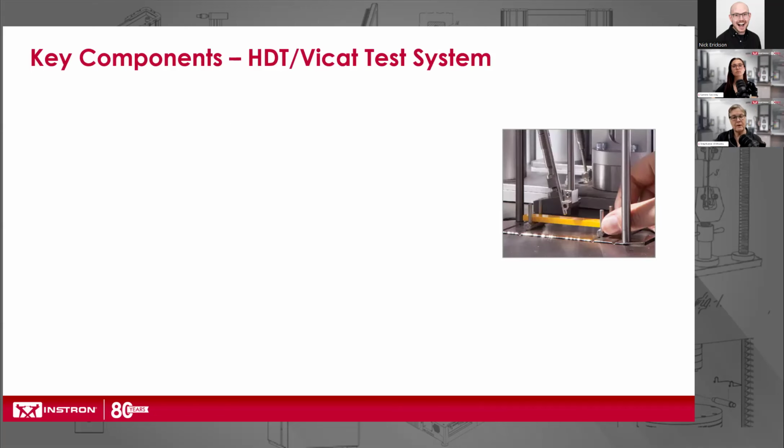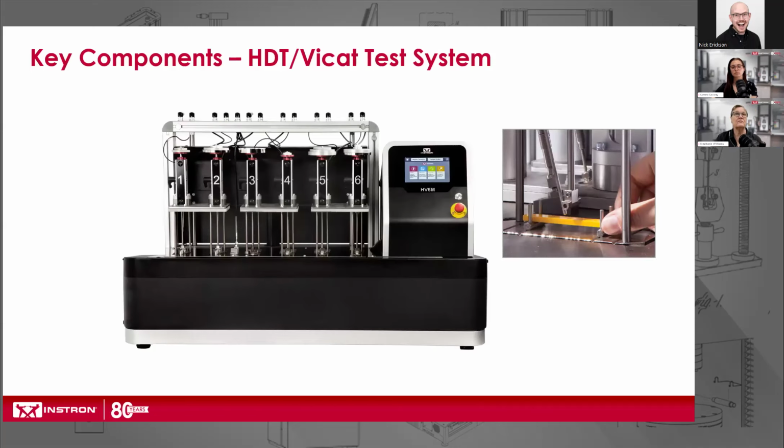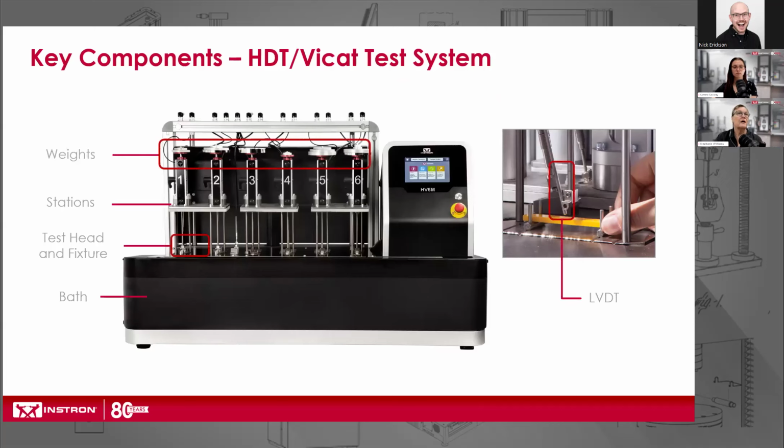Key components of an HDT VICAT system include the weights, stations, the test head and fixture, a bath that the stations are lowered into, and LVDTs. LVDTs are located next to the test specimen to watch the movement of the specimen as it either deflects or softens during the test.